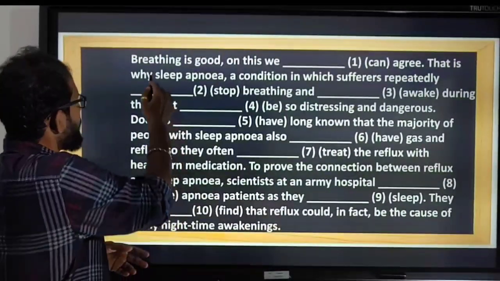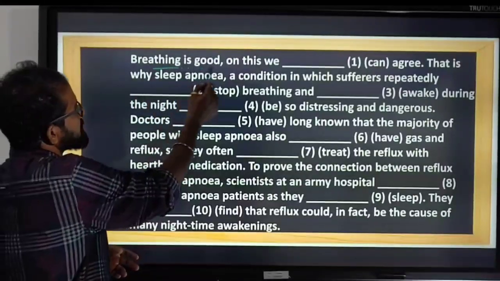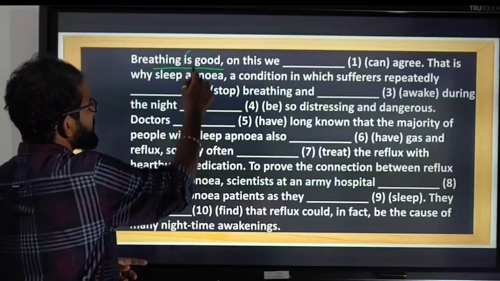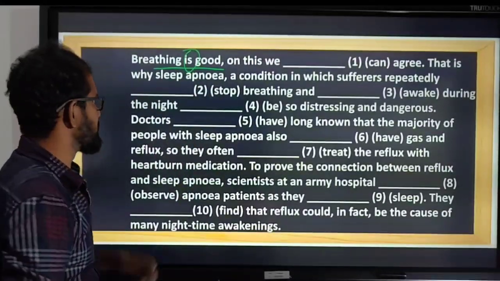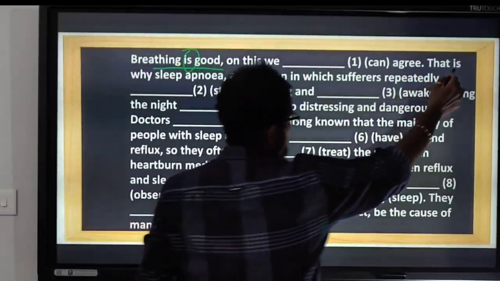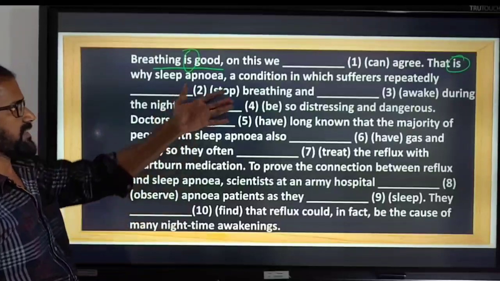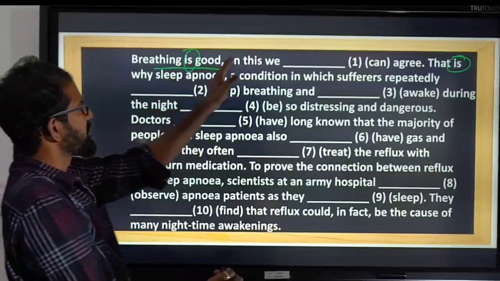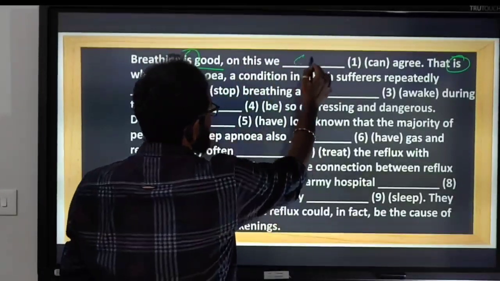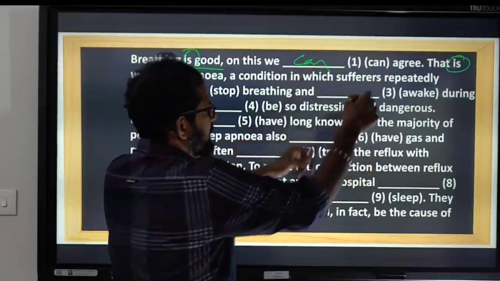Right. Breathing is good. Is. Now decide whether it is present or past. So the given paragraph is in present tense. We need to fill the blanks using present. Breathing is good. On this we can. Present, so we use can.